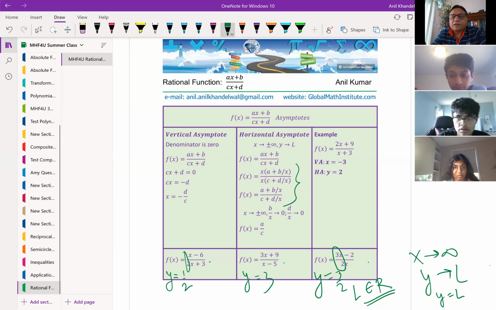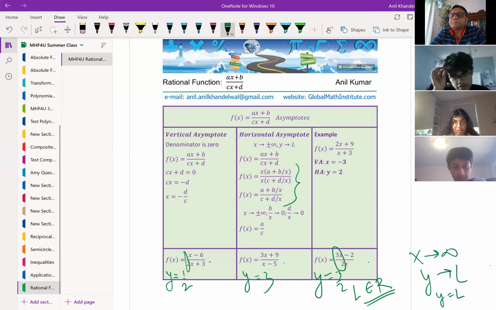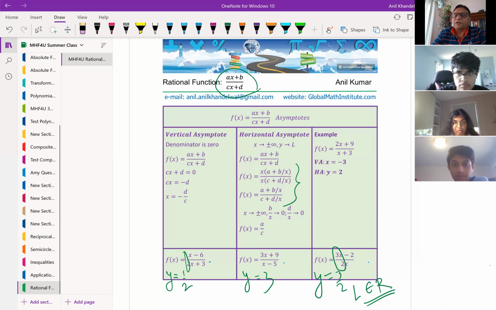Sir, I would just want to ask, what if the degrees are different? No, we are talking about a rational function of the type ax plus b over cx plus d. Is that okay? We are not talking about any other rational function today. So let us be focused on what we are talking about.